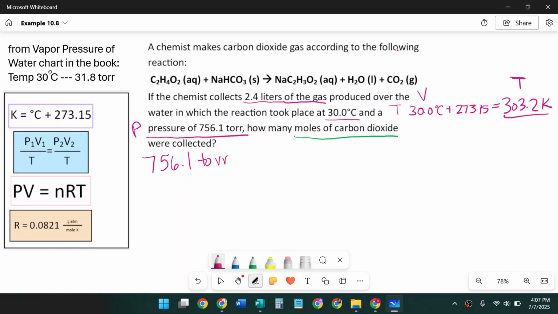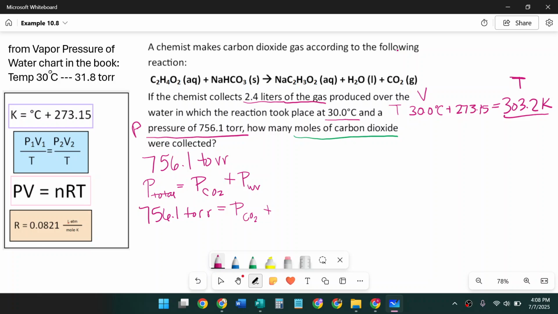Right, so the total pressure here is going to be the pressure of the water vapor plus the pressure of the carbon dioxide. So what we can do is write our P of carbon dioxide, and you can write the whole word, but I will run out of room if I do that, plus the water vapor. I'm just going to abbreviate that with a WV. We know that our total pressure is 756.1 torr, and then what we want is the carbon dioxide pressure.